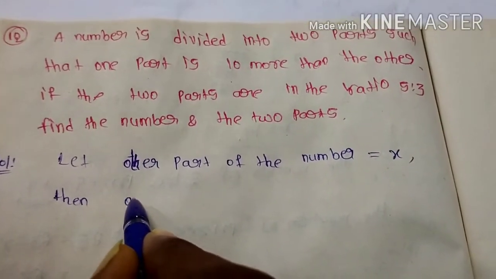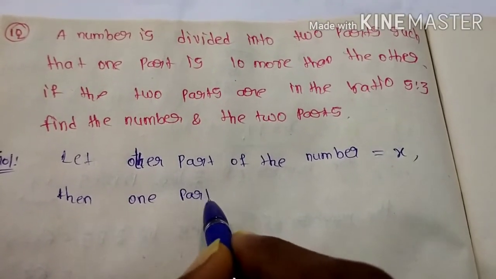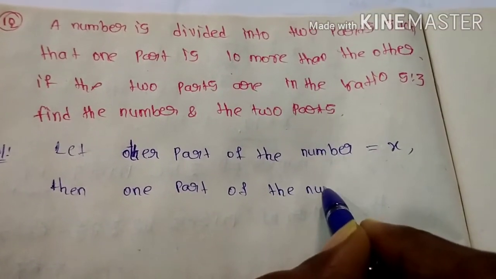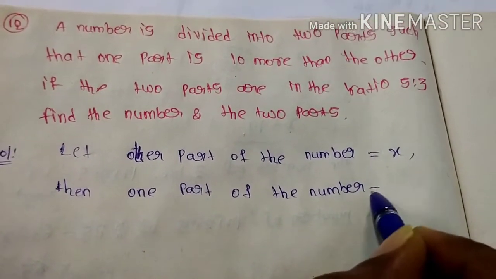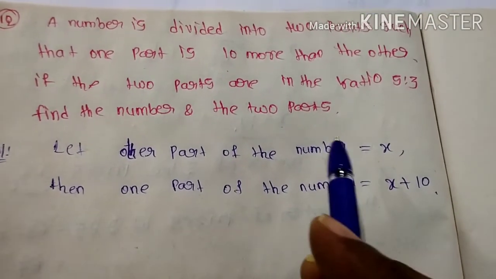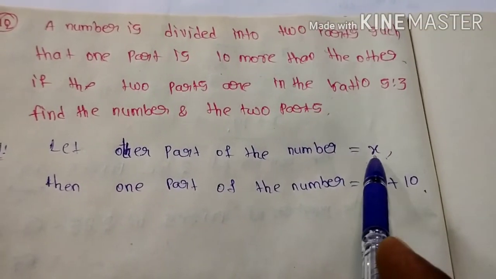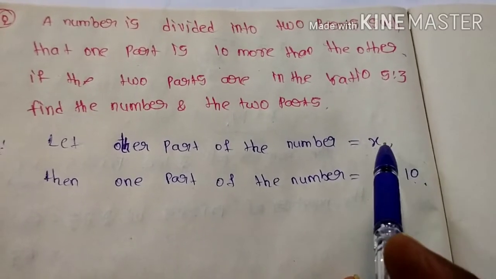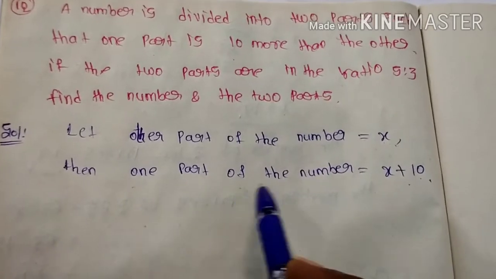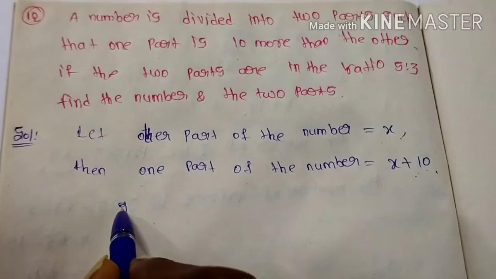Then one part of the number is equal to x plus 10. From the given information, one part is 10 more than the other. If the other part is x, 10 more than the other means you just add: x plus 10. Then one part of the number is x plus 10.